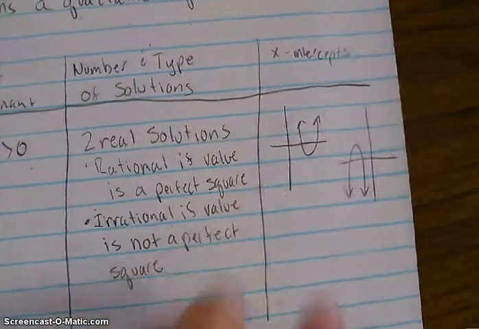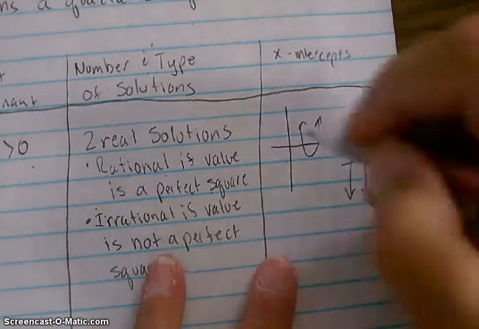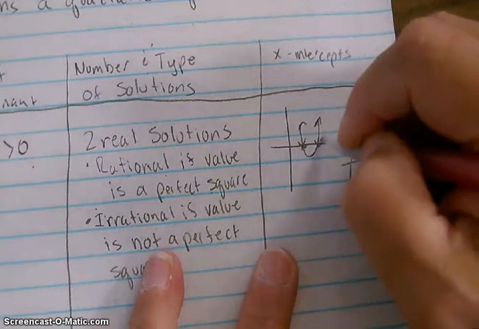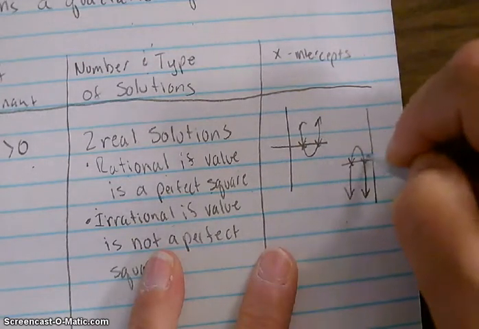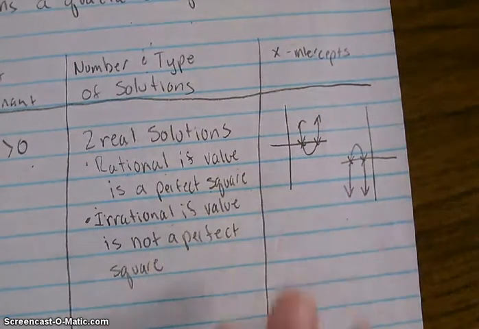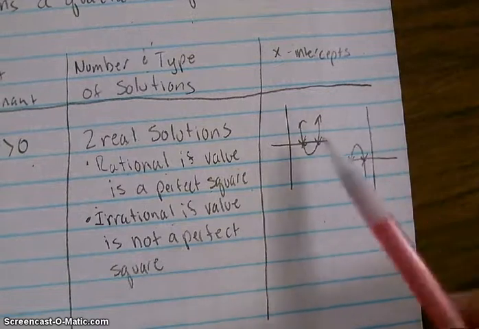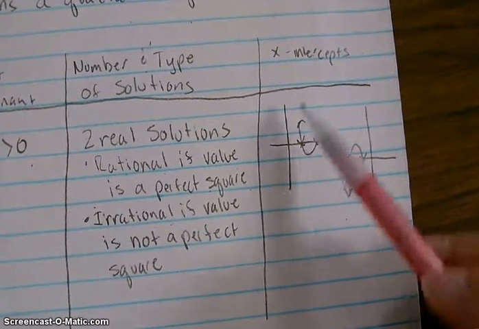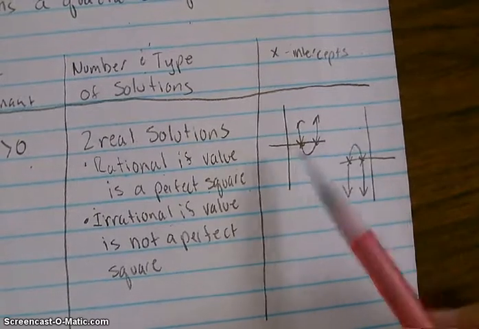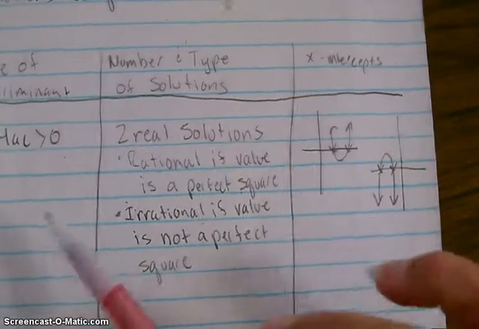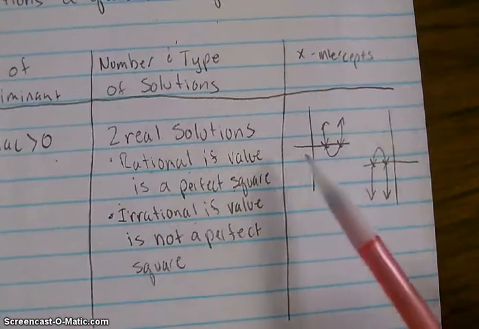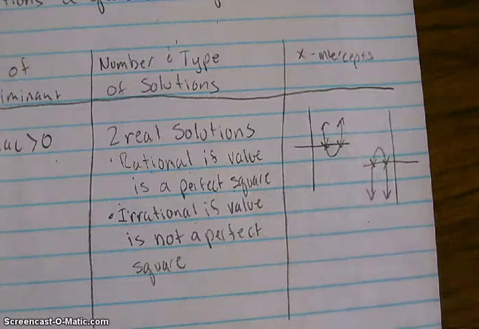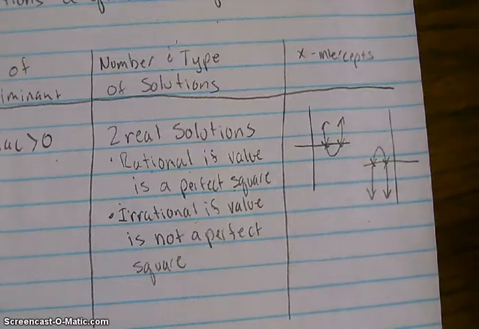And what this means for the x-intercepts is that I'm going to have two intercepts on the x-axis. It is actually going to cross the x-axis in two different places. And these are two separate graphs. They have nothing in common. I just want to show a positive and a negative quadratic. But when I have a discriminant value greater than 0, I'm going to have two x-intercepts on the x-axis.